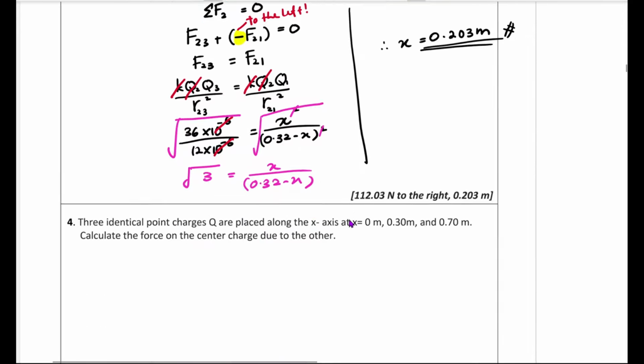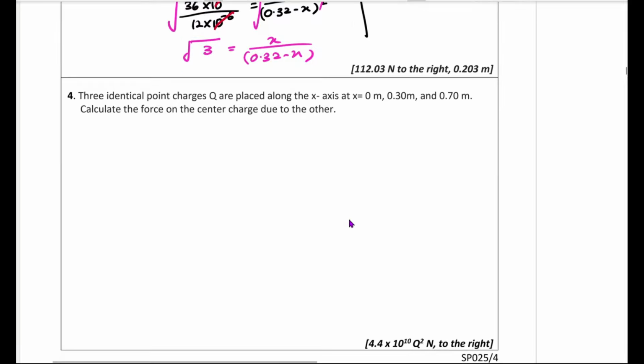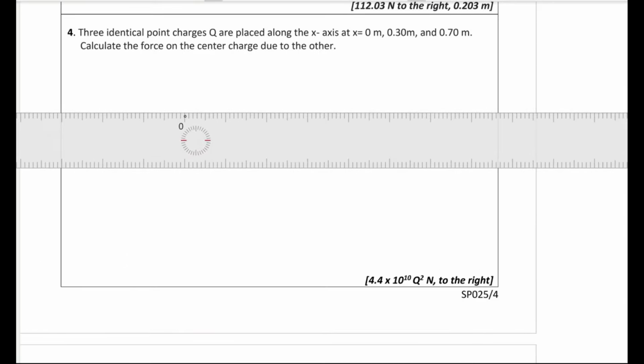Okay? Alright. Now, question number 4. So, 3 identical point charges Q are placed along the x-axis. So, let's say here we have x-axis, which is x equal to 0.